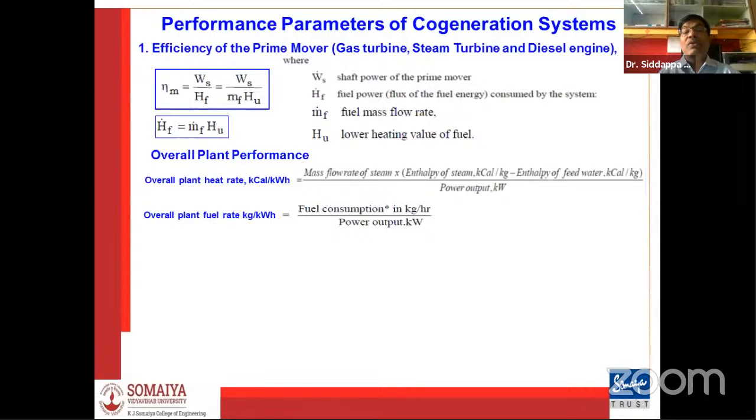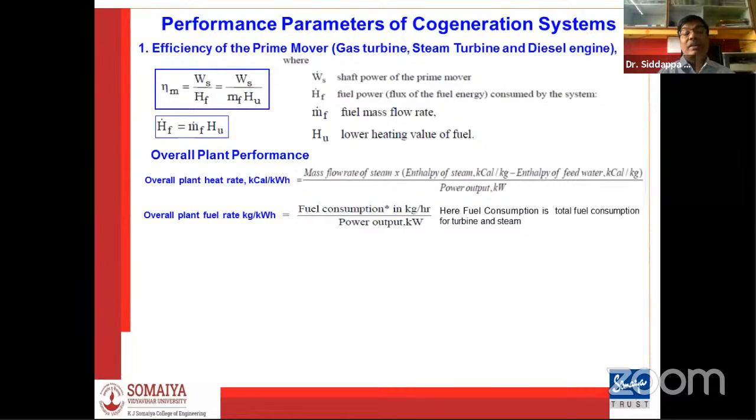That means the amount of fuel consumed in kg per kilowatt of power generated in an hour. In the plant also, we define a similar term, sometimes called SFC, specific fuel consumption, which is the overall plant fuel rate. That is the fuel consumed in kg per hour divided by the power developed. Here the fuel consumption is the total fuel consumption for the turbine as well as for the steam power plant. If you are using auxiliary boilers and using fuel at different points, I have shown you already in the combined gas turbine power cycle.